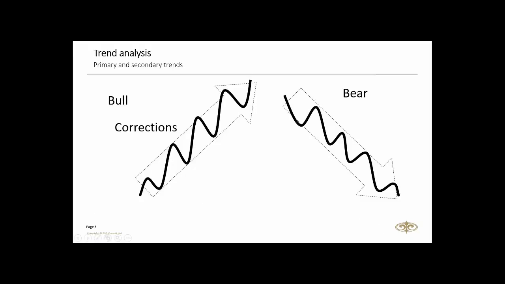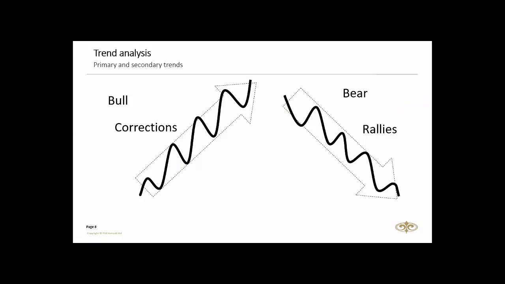Okay, so this is what we call corrections. Those are corrections, and within a bear market, these are called rallies. Those are little moves against the prevailing long-term trend. So a primary trend consists of a bull trend or bull market, which is higher highs and higher lows. It takes longer to build a bull market, and a bear trend or bear market is lower highs and lower lows. A bear trend is usually shorter and sharper.